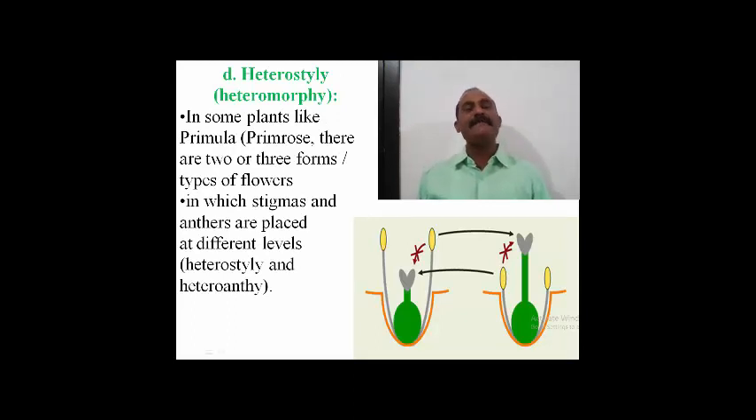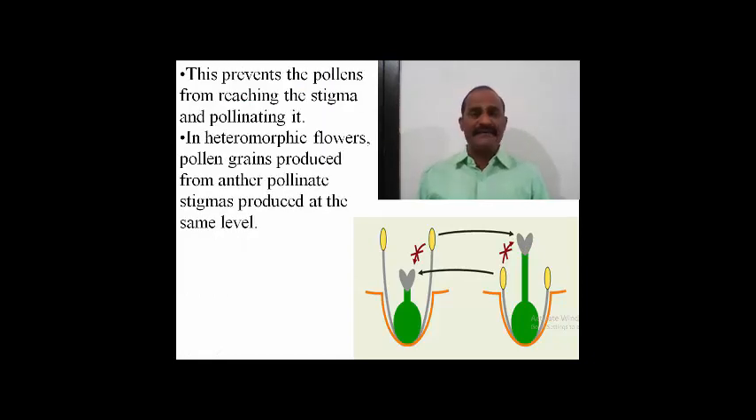In some plants like primula, primrose, evening primrose, there are two or three forms of flower, in which stigma and anthers are placed at different levels. So physical distance is created. As a result, we call them heterostyly, or heteroanthy. Here in the flower you can see the androecium is very long and the gynoecium is short, or opposite to that, the androecium is very short and the gynoecium is long, creating a physical distance between them, preventing self-pollination. This prevents the pollen grain from reaching the stigma and pollinating it.